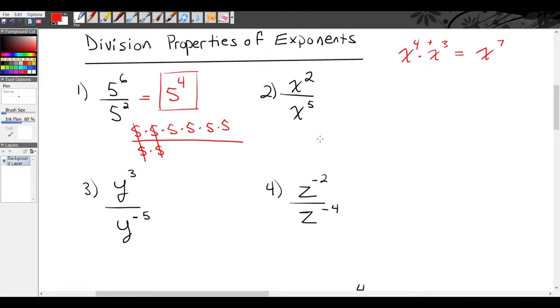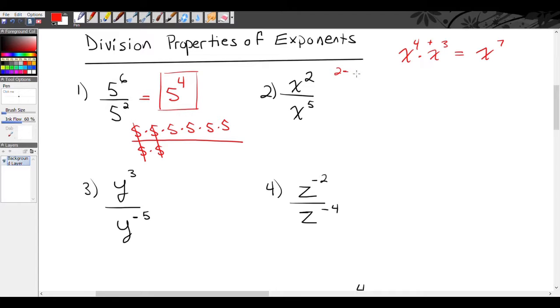Okay, next example, we have here x squared divided by x to the 5th power. So again, we're dividing and we have the same base, so we have to subtract. Now you always need to subtract in the order of top exponent minus bottom exponent. So don't do 5 minus 2. This has to be 2 minus 5.